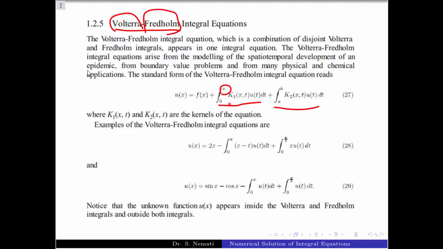The functions k1 and k2 are kernels of the equation. For example, here you have equation number 28, and you can see that this is the Volterra part, and this is the Fredholm part of the equation, because both lower and upper bounds of integration are constants, but here you have a variable upper bound. Can you tell me if this is a second kind or first kind integral equation?